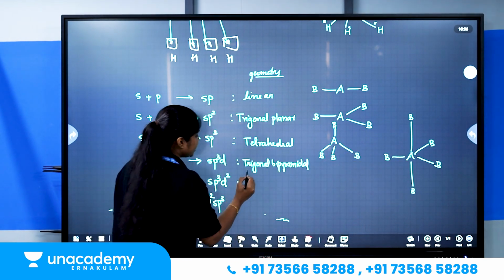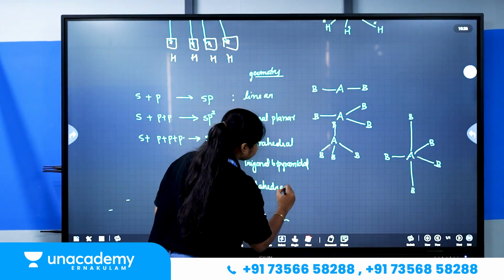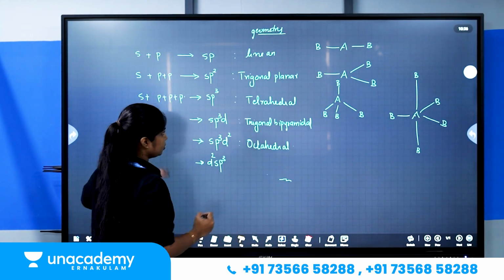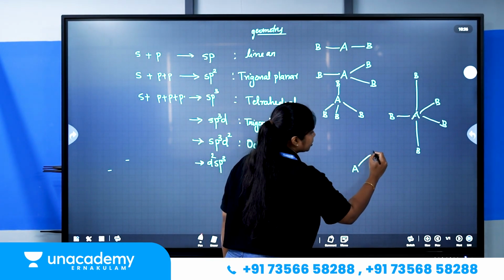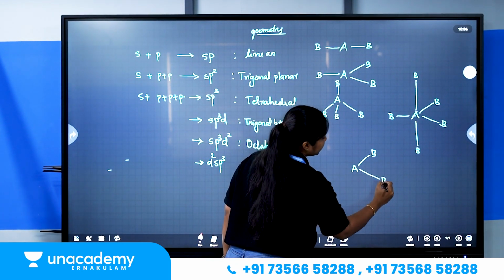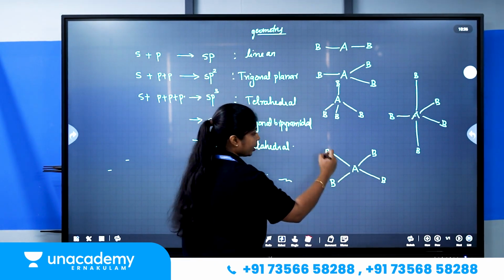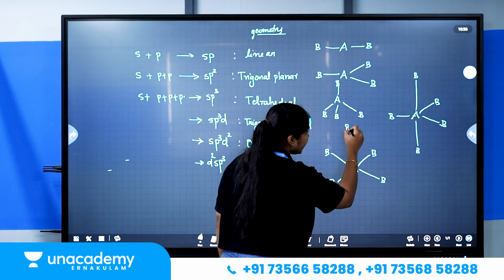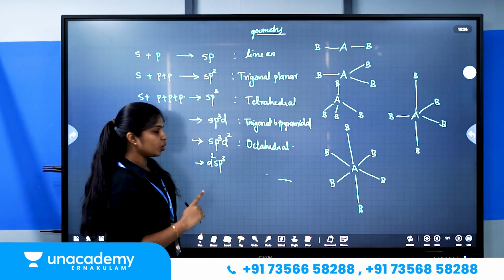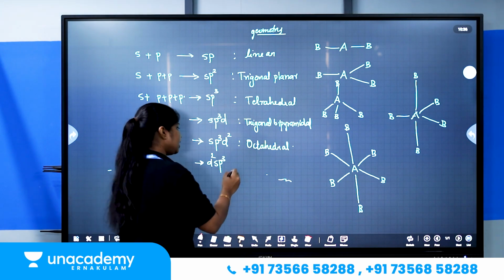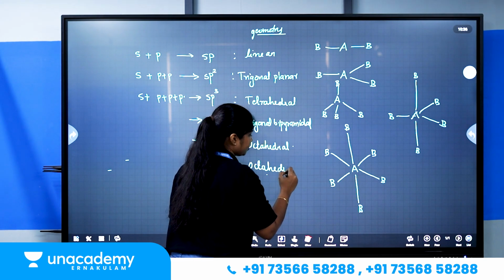And sp3d2, which is octahedral. That is central A and B, B, B, B as a square, and there will be one B above the plane and one below the plane as well. This is what the octahedral shape is. And the same for d2sp3 also, it is octahedral only.